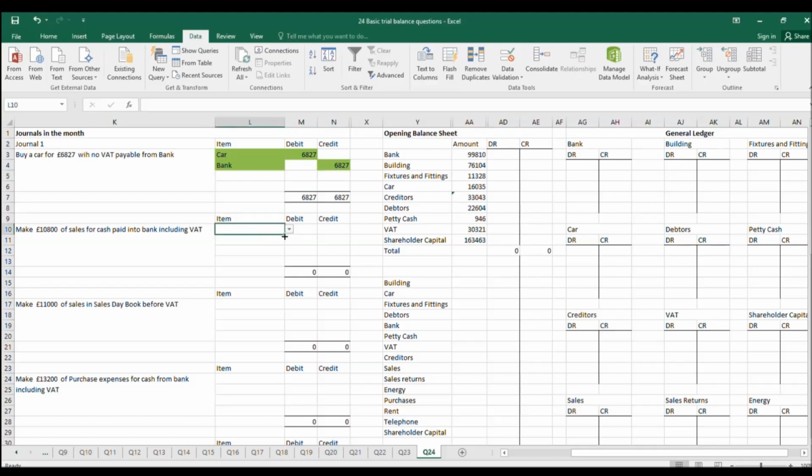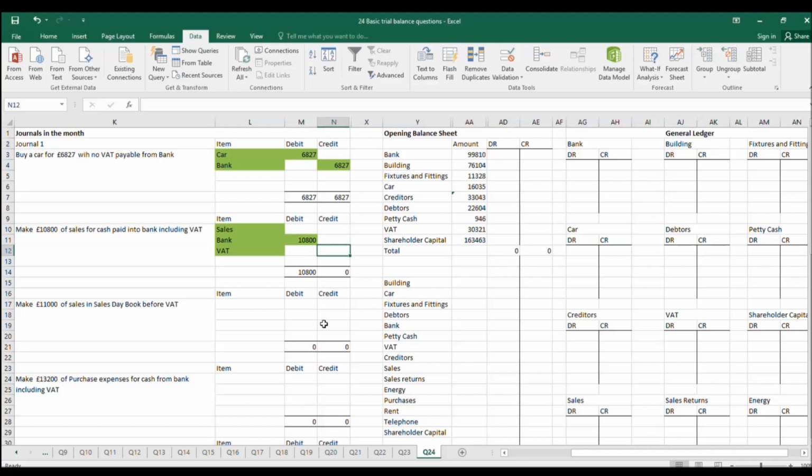Made £11,000, 10,800 for sales, for cash straight into the bank. So bank, including VAT. Okay, so the bank was the positive movement. That's what we got, cash going in, 10,800. So that's our debit.